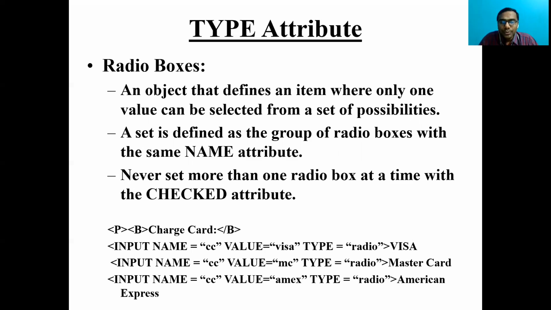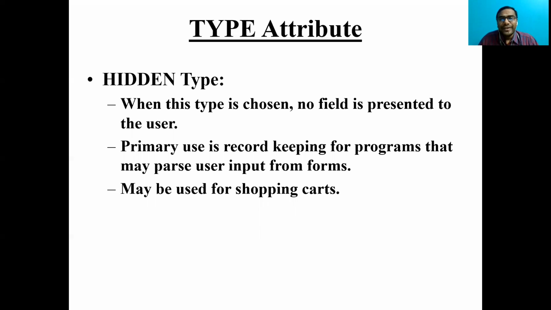This is how we can use an HTML radio box under the type attribute in the form tag. Input name is equal to CZ, value equal to visa, and type is equal to radio. So here I'm using the radio button option, where I need to select either Visa, MasterCard, or American Express. That choice we will be able to create with the help of the radio box here. Now, hidden type. When this type is chosen, no field is presented to the user.